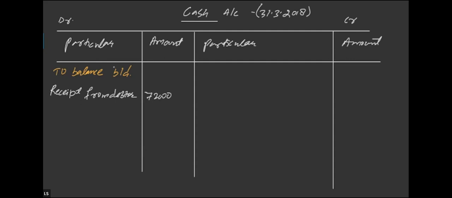So the opening balance of the cash account for the year 2018 is the closing balance of 2017. This will be the opening balance as on 1st April 2017, right? So opening balance as on 1st April means it is the closing balance of the last year, that means 31st March 2017. Okay. Now let's move to the next item.